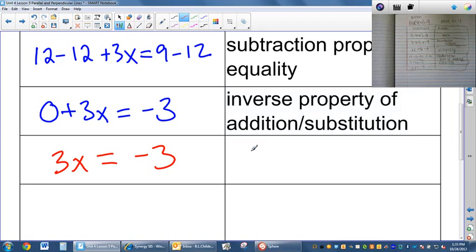So which one? If you add 0 to anything, it stays the same. What is that? It's going to be the identity property.